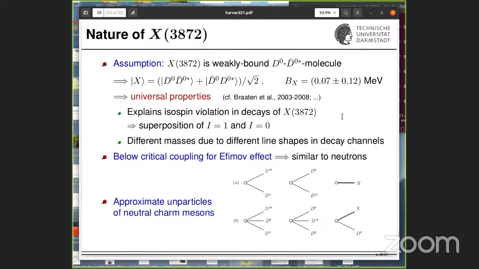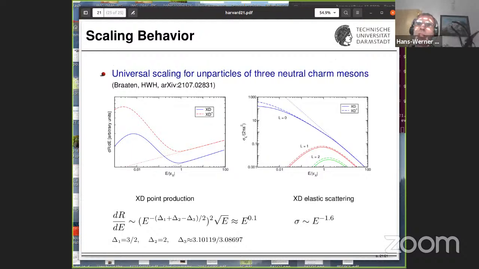Okay, so you look at the system like that. So here, this is one prediction for unparticles of three neutral charm mesons, and this is the pion production of an XD pair. And as I discussed before, in this case, the form of this three-point function has a free particle that has scaling dimension 3/2. You have this X, which is a dimer field. This has scaling dimension 2. And then you have, of course, this three-body unparticle, which has scaling dimension delta 3.